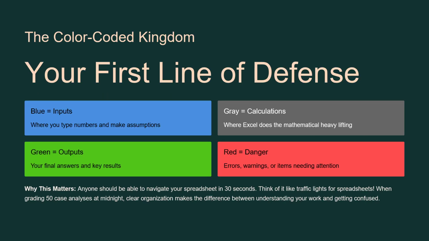Now, in your Buffett model, color is your secret weapon. The standard we use is blue for inputs, those typed values, gray for your calculations, green for outputs, and red for error checks or alerts. So when you open the value creation sheet, you'll see this color system has already been applied. That way, if someone opens your workbook cold, they should be able to tell what's editable just by the color.